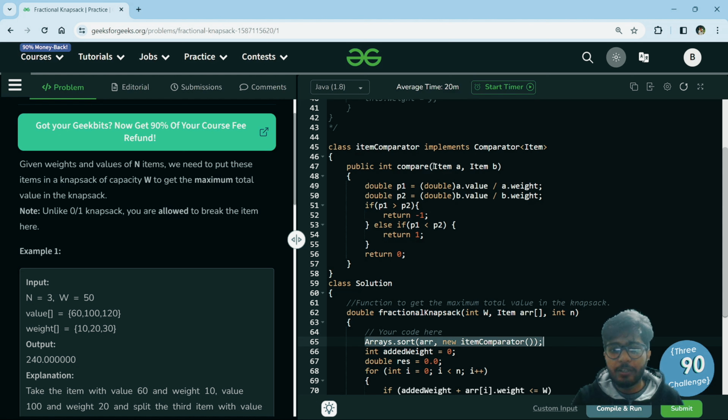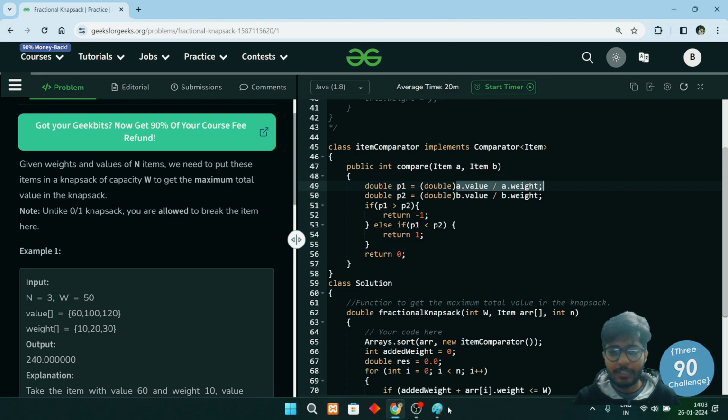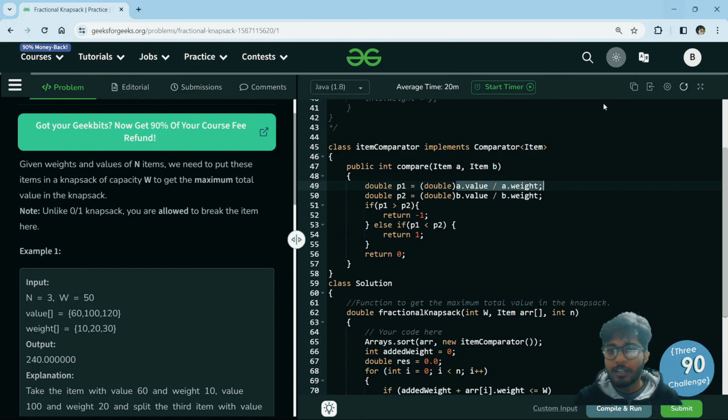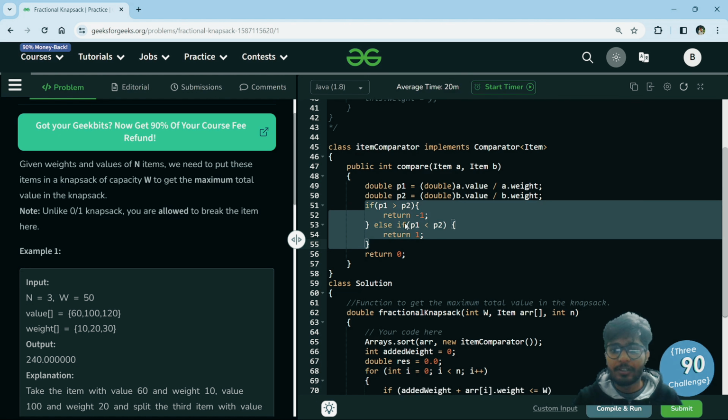We are basically comparing two items, and in a variable p1 we are storing the profit of the first item, that is value divided by weight. That is what we have done here, right? The value was 60 for the first product and the weight was 10, and the profit it was giving is 6. So that is how we have calculated p1, profit 1 and profit 2. Then we have checked which profit is greater, and accordingly we have returned some values.